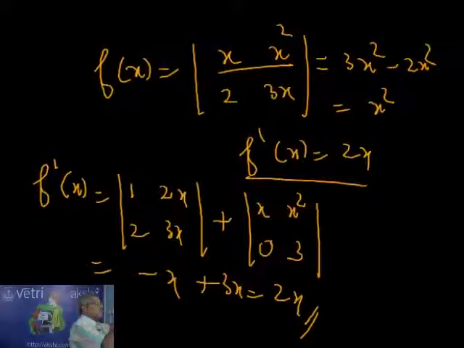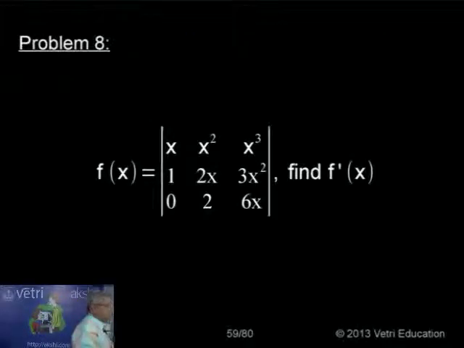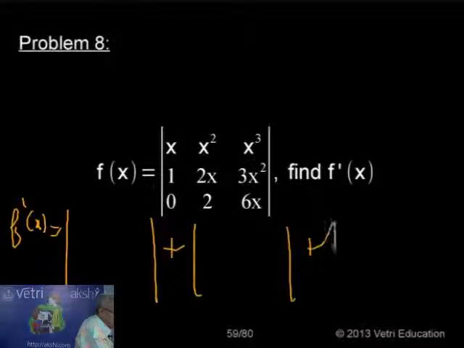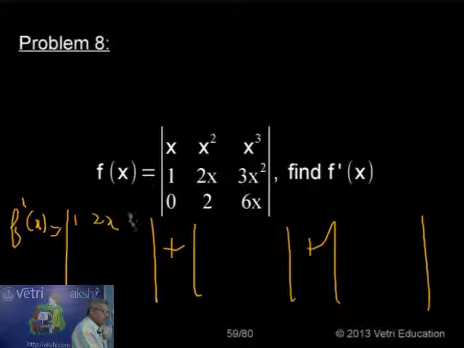Now, coming back to this problem, we are having a determinant of order 3. So, to differentiate this, we prepare 3 determinants because it's a determinant of order 3. In the first determinant, differentiate the elements in the first row alone: 1, 2x, 3x square. Keep other things as they are: 1, x, x square, x cube, 0, 2, 6x.